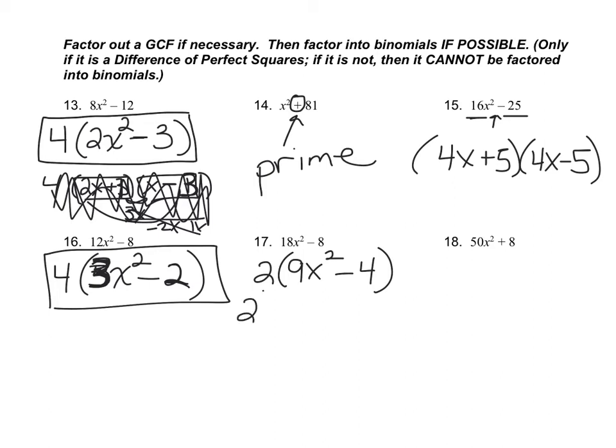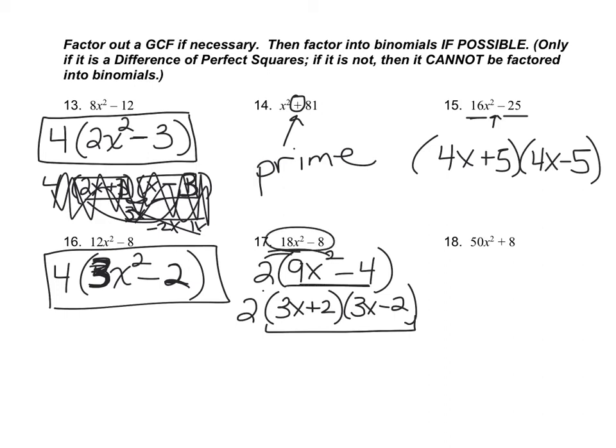Don't forget about your GCF. That's still a factor. So I bring down the 2, and I'm going to be left with 3x plus 2 times 3x minus 2. Don't believe me? Go ahead and do FOIL with that, and then that will bring you back to this. Then distribute the 2 in there, and that will bring you back to your original answer. So that one is now fully factored.